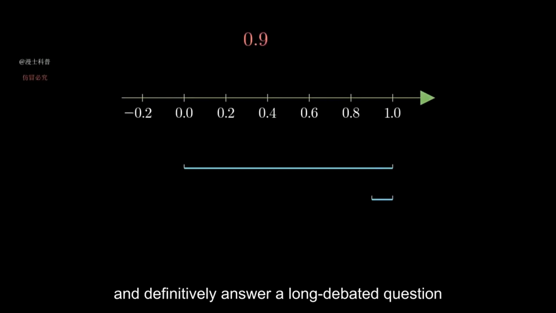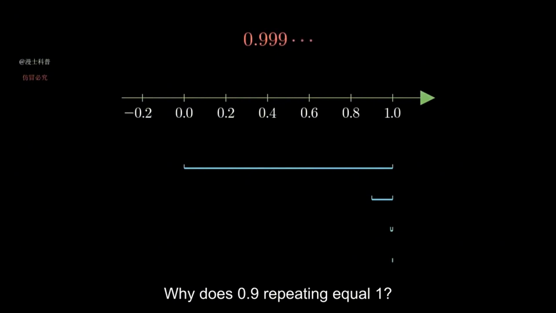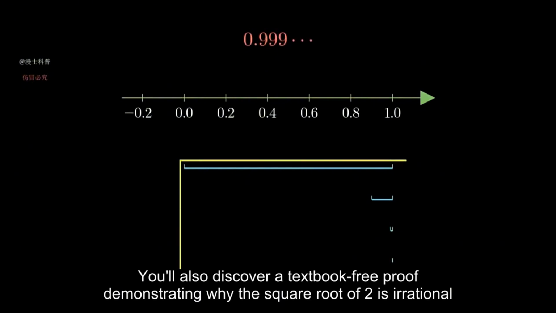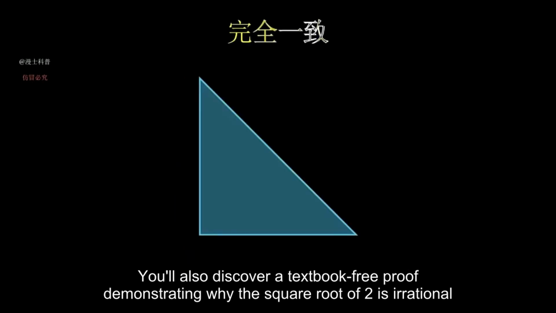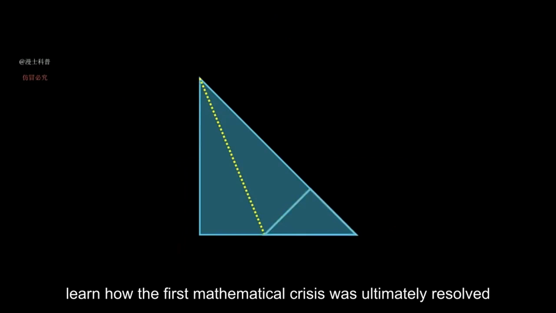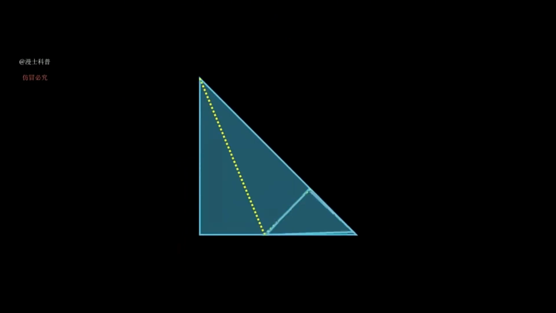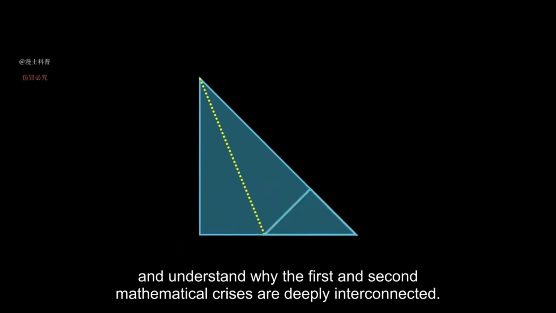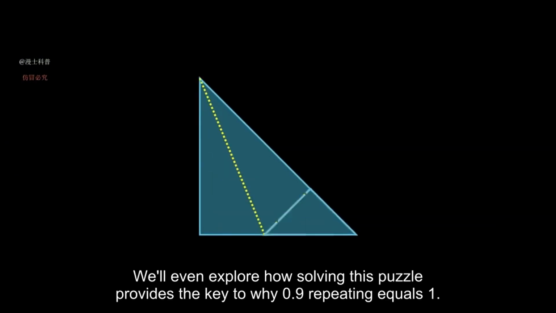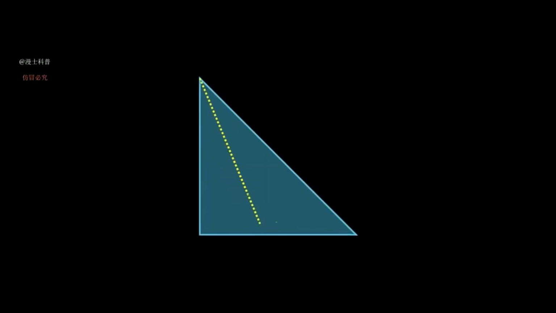In this video, we'll unveil the mysterious veil surrounding the concept of infinity and definitively answer a long debated question. Why does 0.9 repeating equal 1? You'll also discover a textbook-free proof demonstrating why the square root of 2 is irrational. Learn how the first mathematical crisis was ultimately resolved, and understand why the first and second mathematical crises are deeply interconnected. We'll even explore how solving this puzzle provides the key to why 0.9 repeating equals 1.